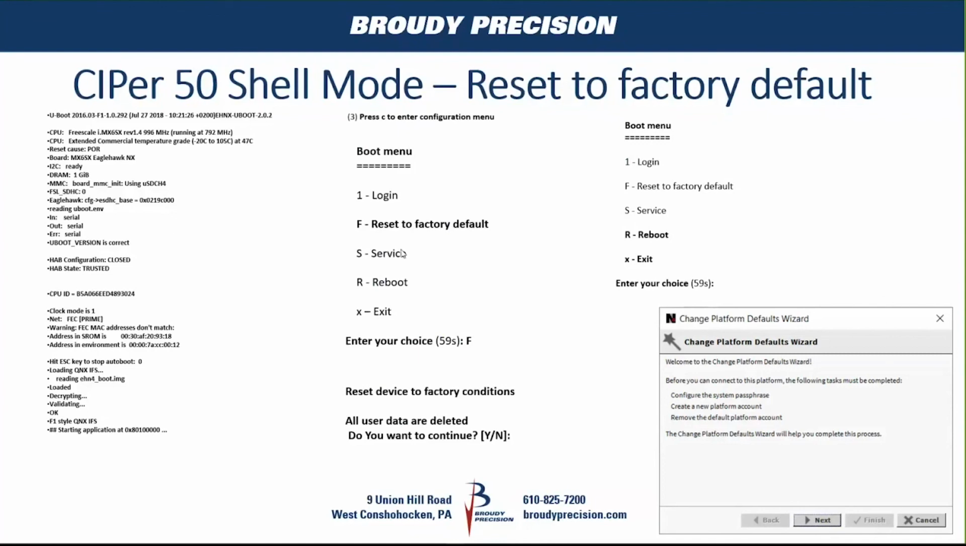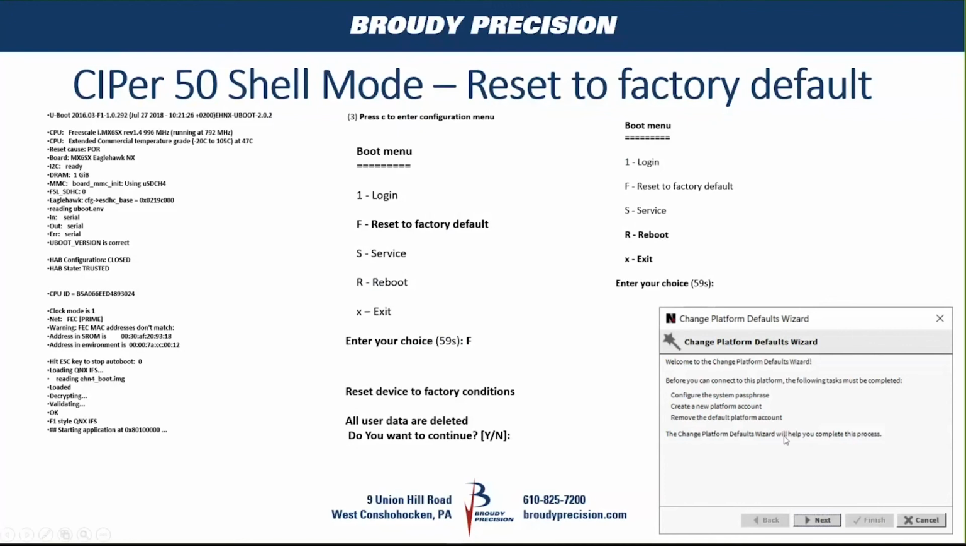So when you choose F for reset factory default, it will come up and it's going to tell you it's going to reset device to factory conditions. Then you have a yes, no. Capital or lowercase, doesn't matter. You go ahead and say yes. And I usually still go back and do a reboot.